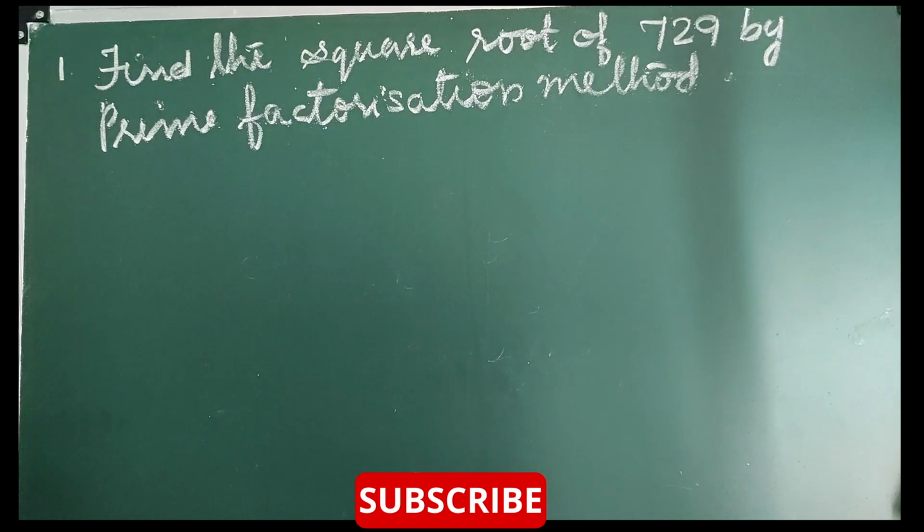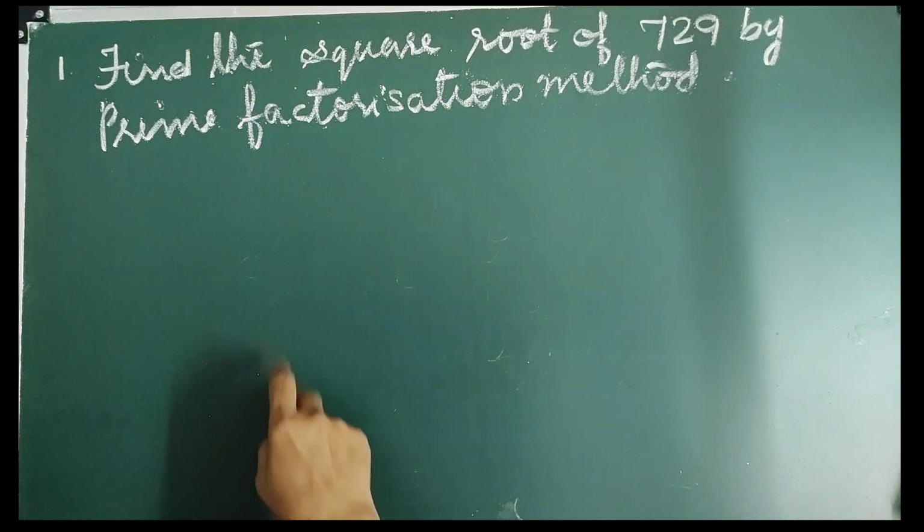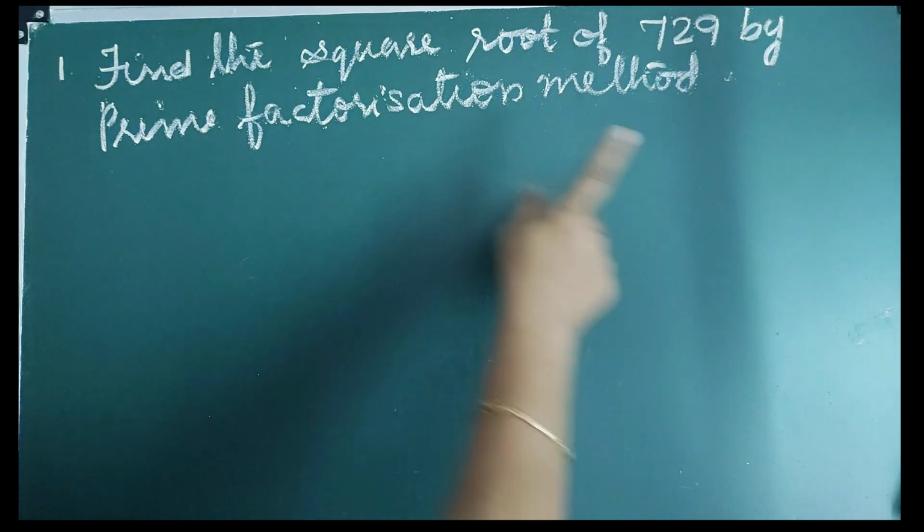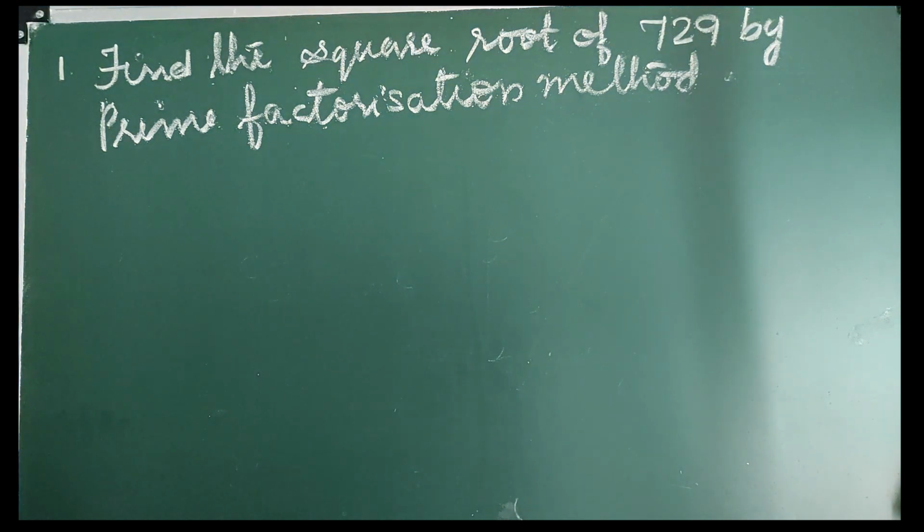Class 8, some practice questions from square and square root. Find the square root of 729 by prime factorization method.